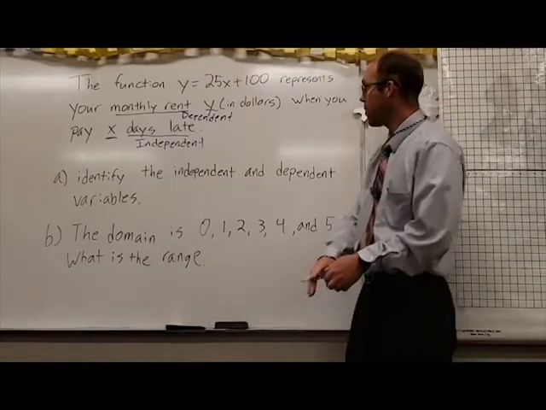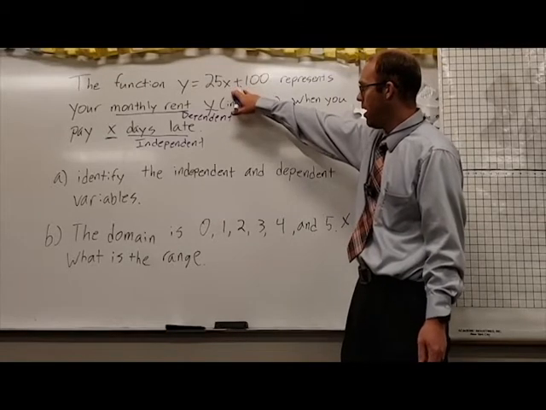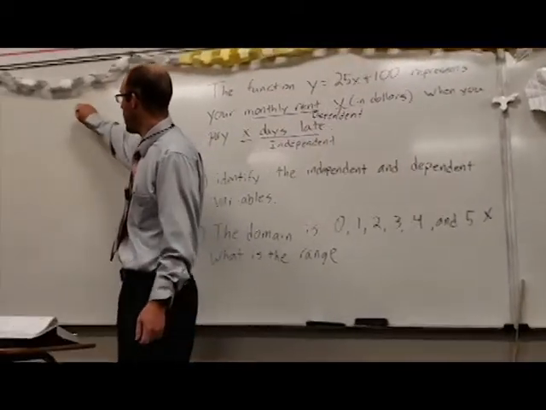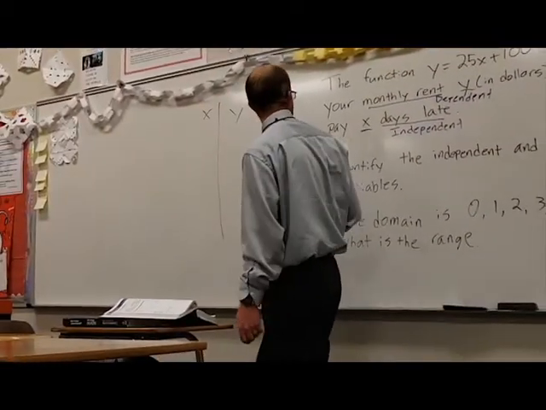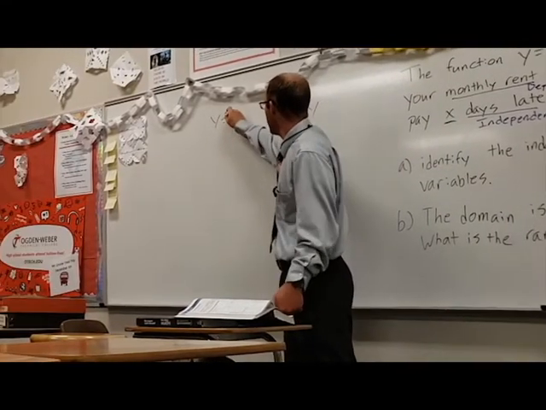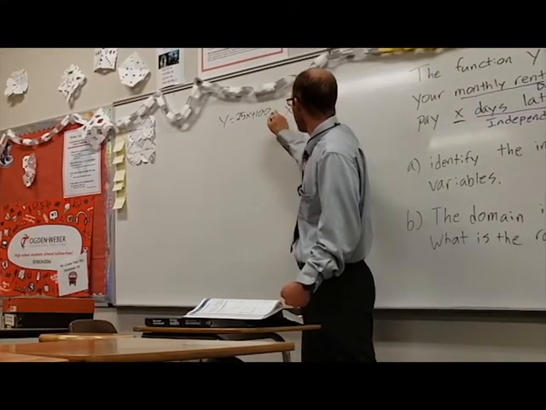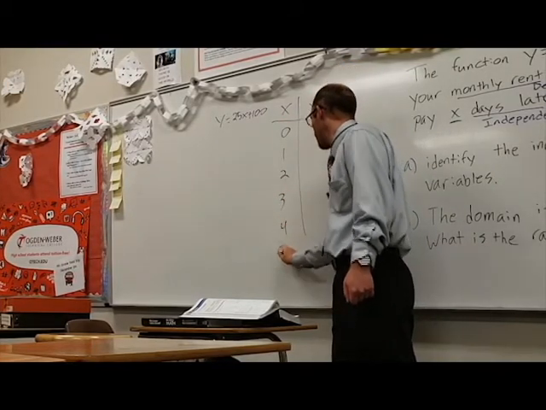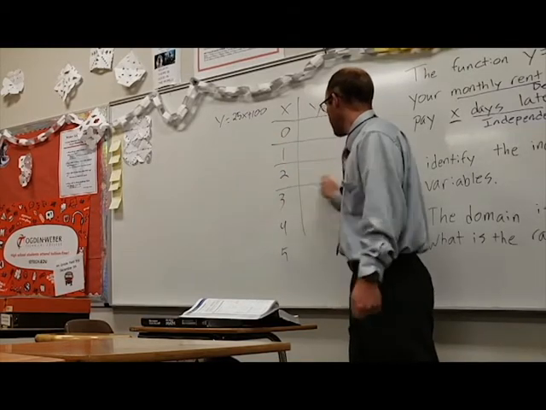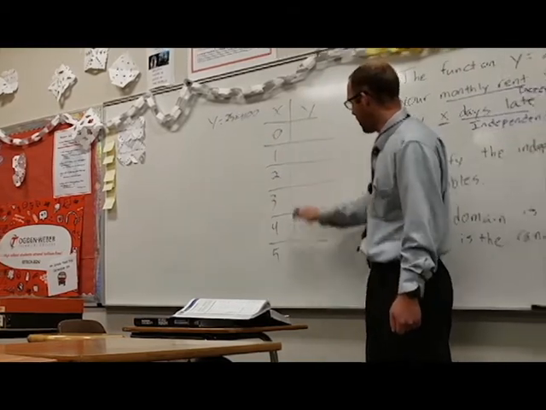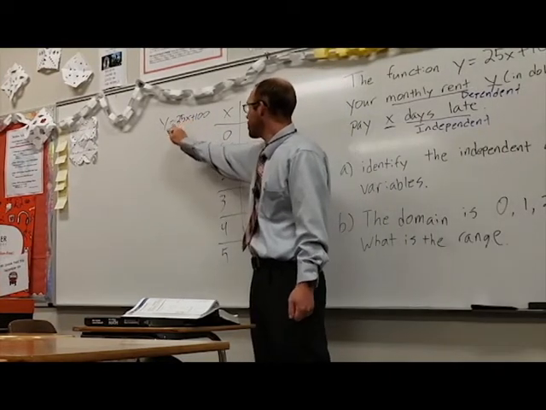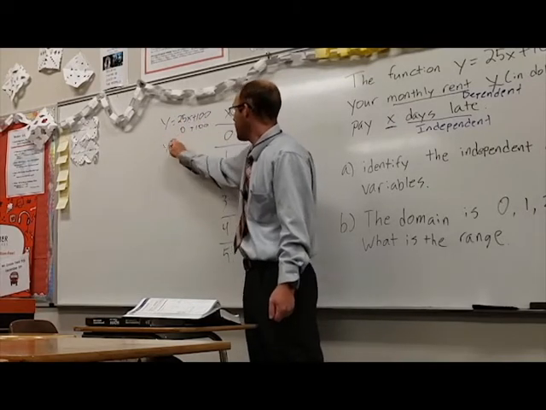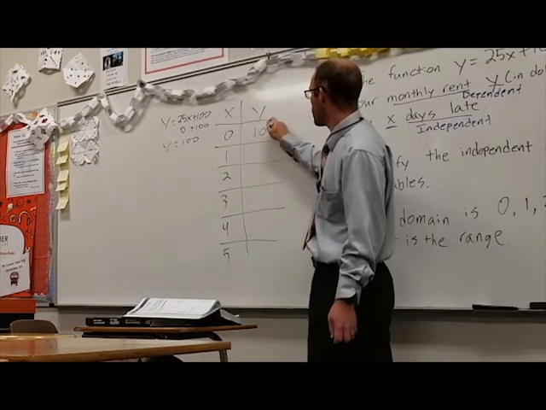Our question is, what is the range? So we're going to plug those x values into here, and we're going to find our y values that go along with that. Let's make a table of values. We have our x and our y, and our equation is y equals 25x plus 100. Our possible x values were 0, 1, 2, 3, 4, and 5. Let's plug each one of these in and get our y value that goes along with it. So 0 in for x would give us 25 times 0, which is 0, plus 100. That would mean y equals 100. So that's our first value.